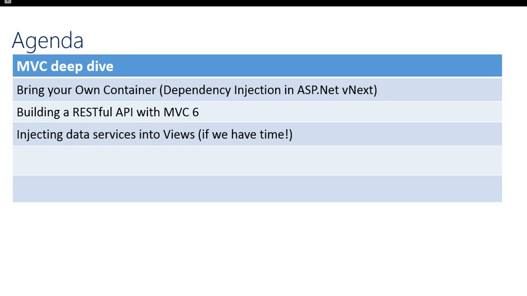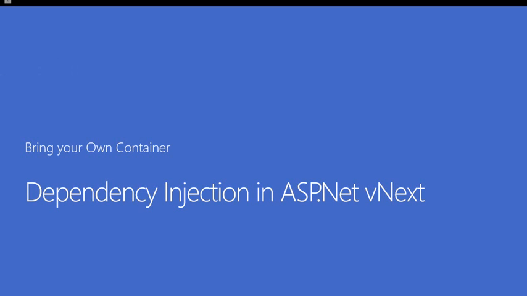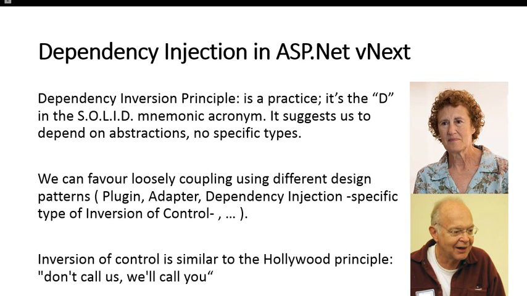This is the agenda that we will have today. The first part is about dependency injection, all about dependency injection in ASP.NET vNext, and that section is called Bring Your Own Container. Then we will talk about building a RESTful API with MVC6, and finally, if we have time, we will talk about injecting data services into Azure. So let's get started. Dependency injection in ASP.NET vNext.